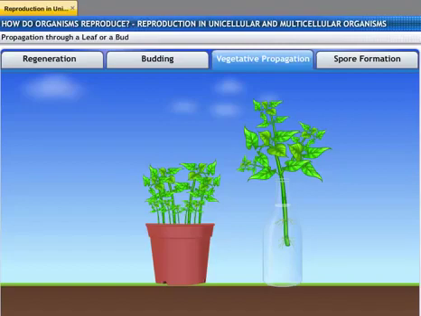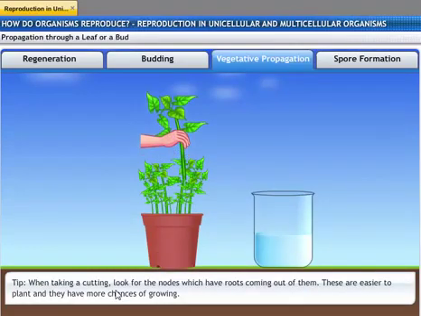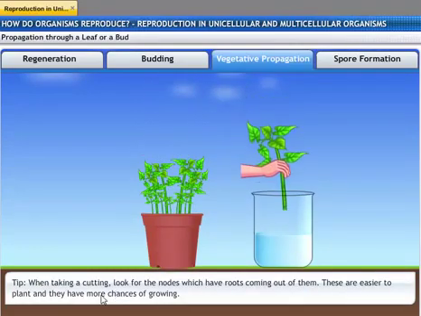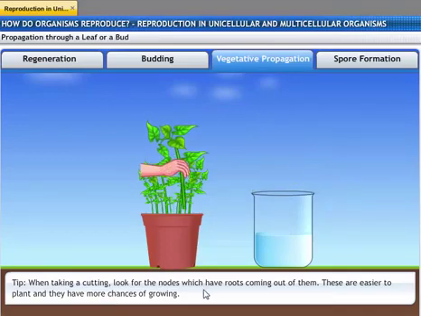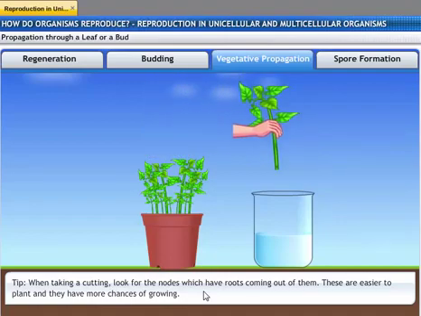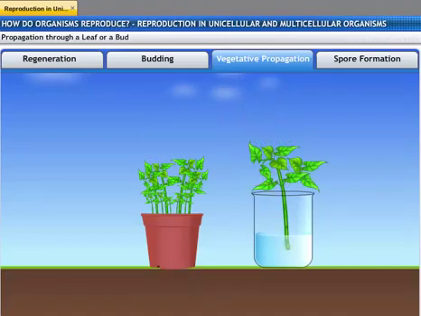And the good thing about it is that a money plant can be planted around the year. But be careful when taking a cutting. Look for the nodes which have roots coming out of them. These are easier to plant and they have more chances of growing.